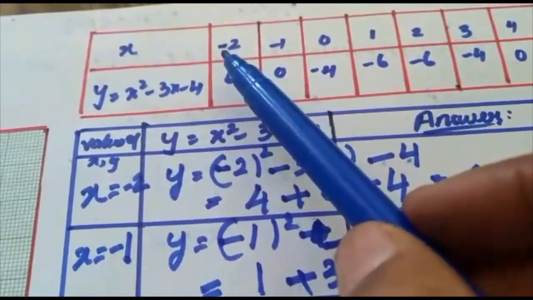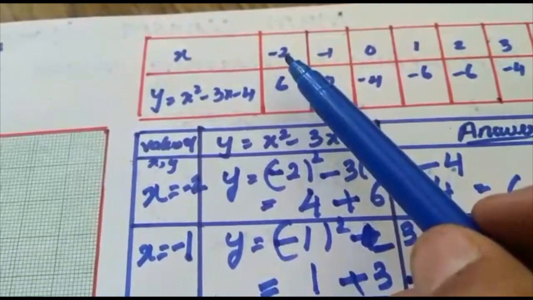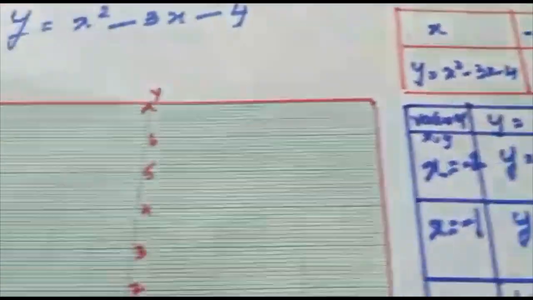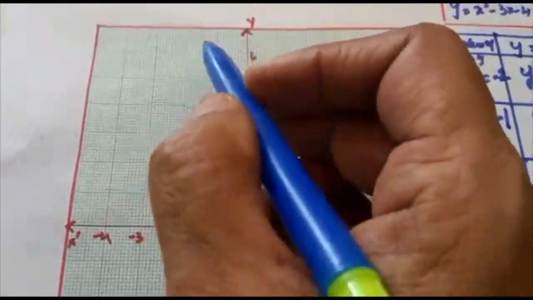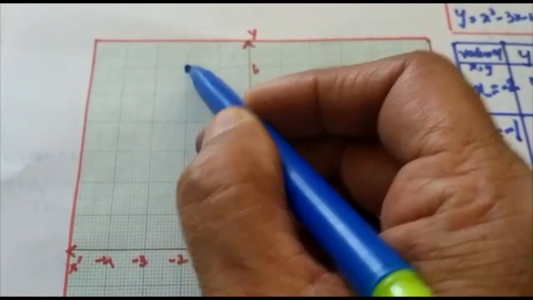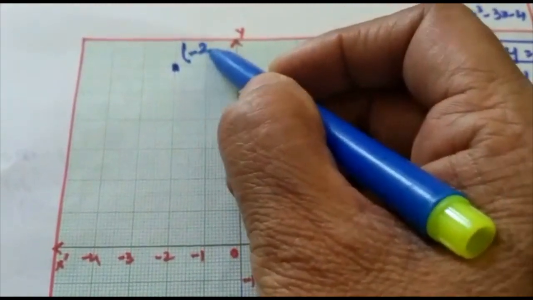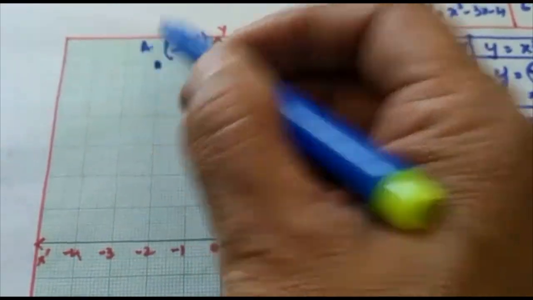Let us plot these coordinates now. So x is equal to minus 2 and y is 6. So come over here, x is minus 2 over here and y is 6 over here. So I will get the point over here and write it down, minus 2 comma 6. Let us name this point as A.